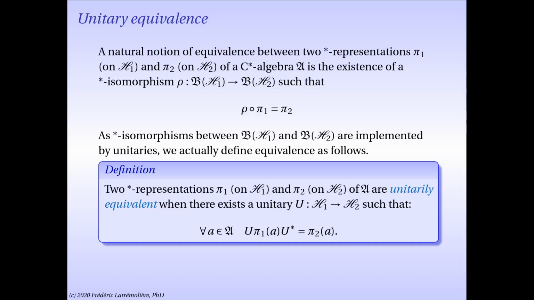Now, armed with this understanding, we can actually discuss equivalence of representations in, I think, a reasonably convincing way. So let's say that we have two representations, pi1 and pi2, of some C-star algebra. And let H1 be the Hilbert space on which pi1 acts, and H2 be the Hilbert space on which pi2 acts. And I would like to know what it means for those two representations to be essentially the same. One natural idea would be, well, there exists a star isomorphism, rho, from the C-star algebra B of H1 to the C-star algebra B of H2, such that rho composed with pi1 equals pi2.